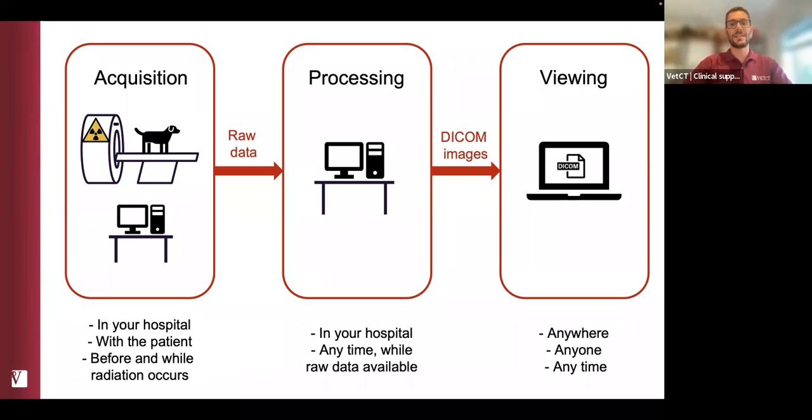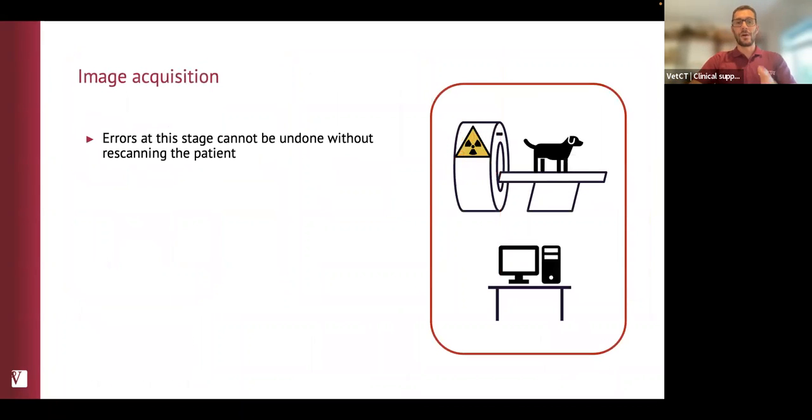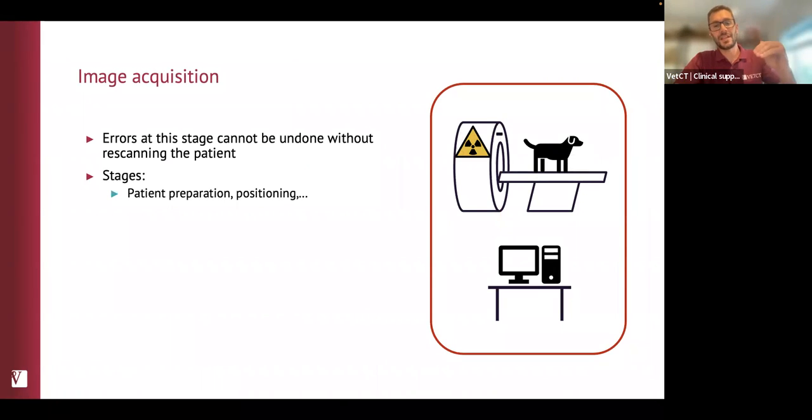So the 3 steps, sometimes they kind of overlap. You may do the processing as you do the acquisition, and then you will view the images maybe in the same computer. But technically, these are things that can happen at separate moments in time in different locations. Now, image acquisition: it is very important to understand that any errors at this stage cannot be undone. If there is a serious mistake with the acquisition itself, the only way to sort it is repeating the scanner. And there are different stages and therefore different points at which things can go wrong.